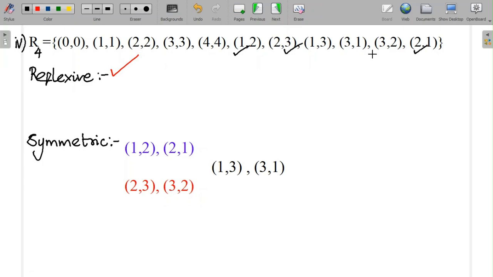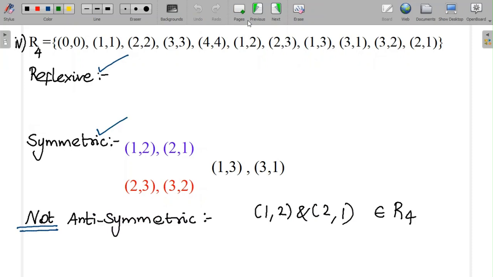We see that 1, 2 and 2, 1 are present. Similarly, 2, 3 and 3, 2 are present. So the presence of 2, 3 has resulted in the presence of 3, 2, and the presence of 1, 3 has resulted in the presence of 3, 1. So all the symmetric pairs of elements are also present. Therefore, it is in fact symmetric in nature. Go to the next one.